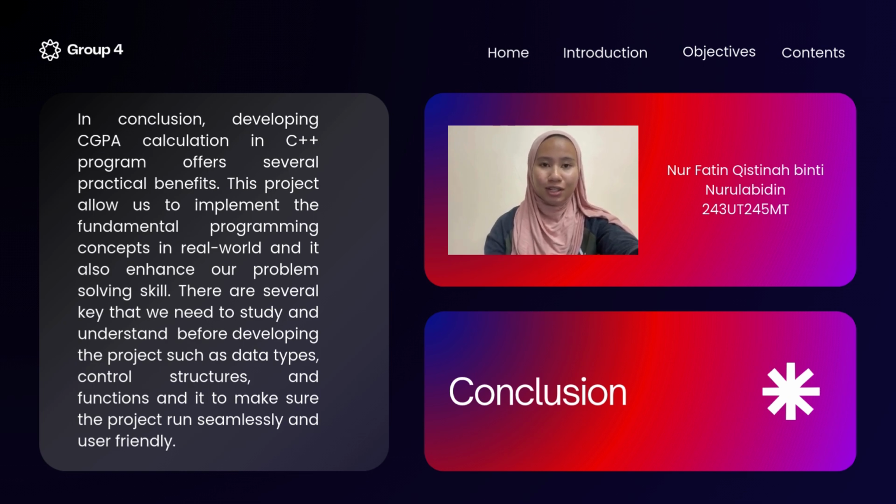In conclusion, developing a CGPA calculation C++ program offers several practical benefits. This project allows us to implement fundamental programming concepts in the real world, and it also enhances our problem-solving skills. There are several skills that we need to study and understand before we develop the project, such as defining the data types, choosing control structures, and deciding what needs to be done in functions to make sure the project runs seamlessly and is user-friendly.